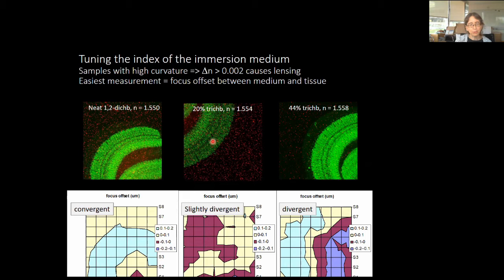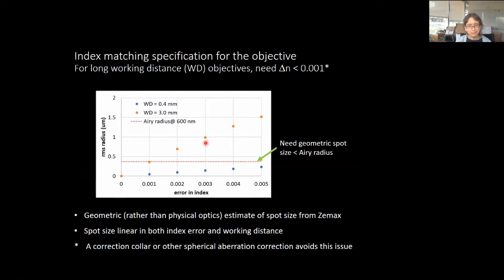And this progression allows you to actually fit a point where you are switching over from being a convergent to a divergent lens, and you can optimize the immersion medium. So we wound up, as I said, at 1.552.